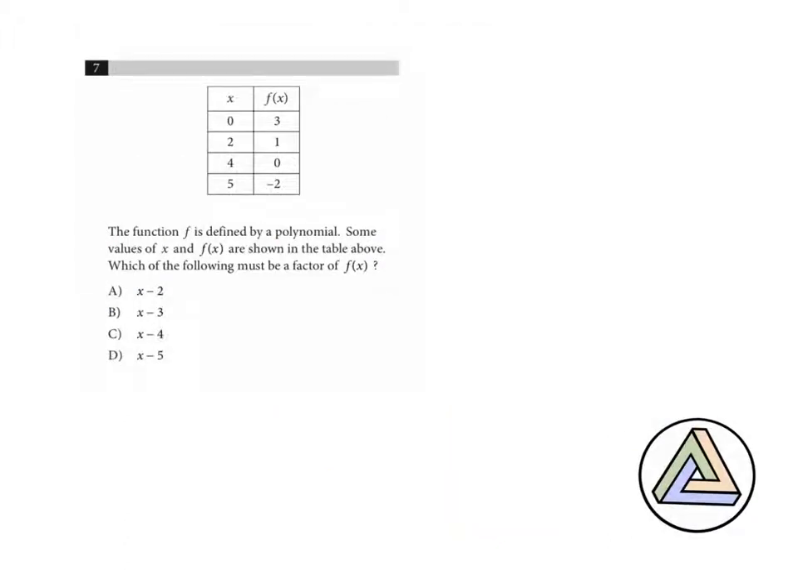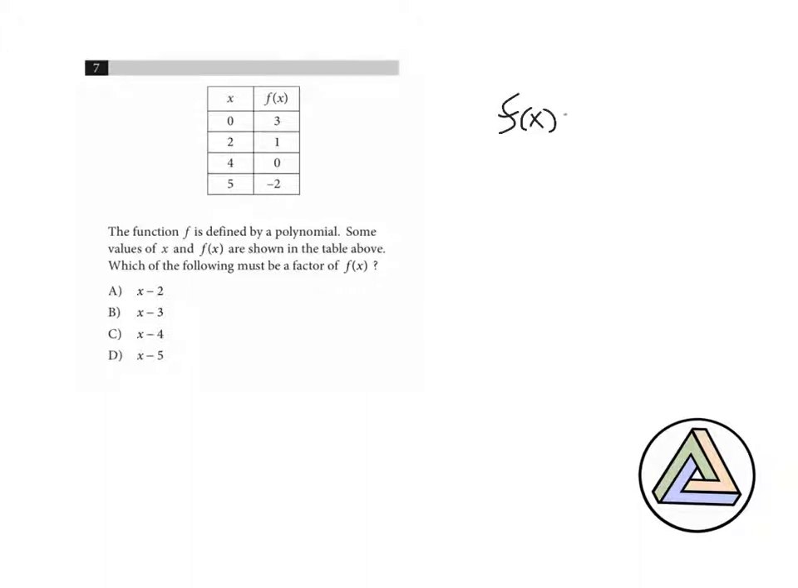Okay. The function f is defined by a polynomial. Some values of x and f of x are shown in the table above. Which of the following must be a factor of f of x? Right. Okay, so factors help reveal the x-intercepts. That's the crucial insight here.